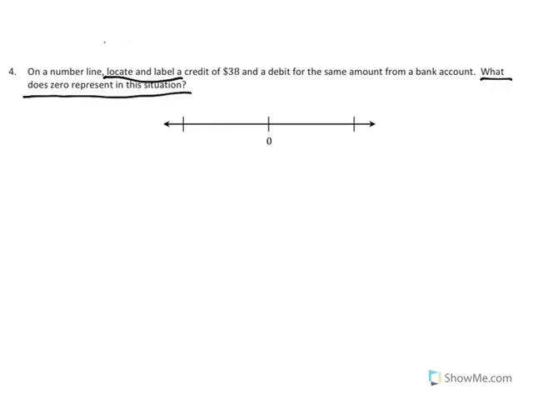So a credit of 38, does that go to the right or to the left of 0? Yeah, that integer goes to the right of 0. That's positive 38 because credit is positive. And a debit goes to the left of 0 because that's a negative. Okay, so we have that. Now, what does 0 represent in this situation? We've talked about it 2 other times. Let's see if you can remember what this means.